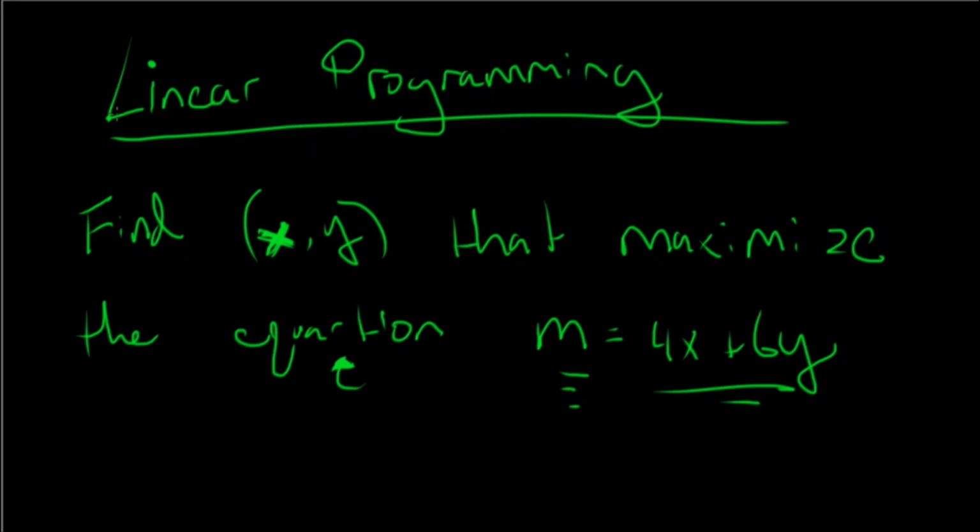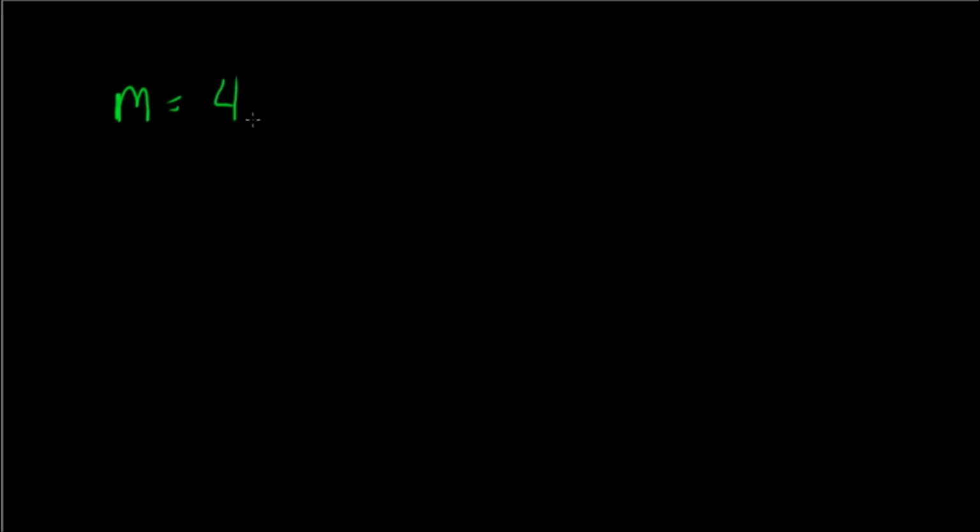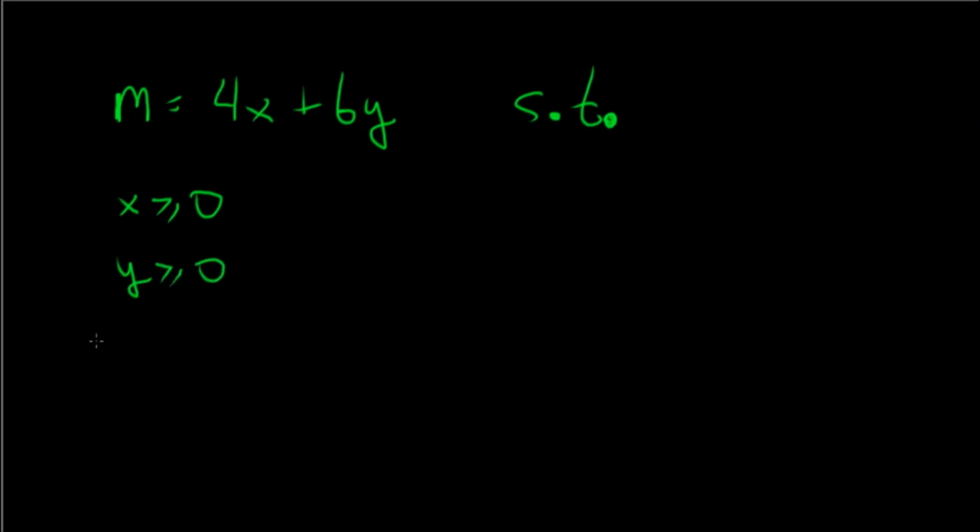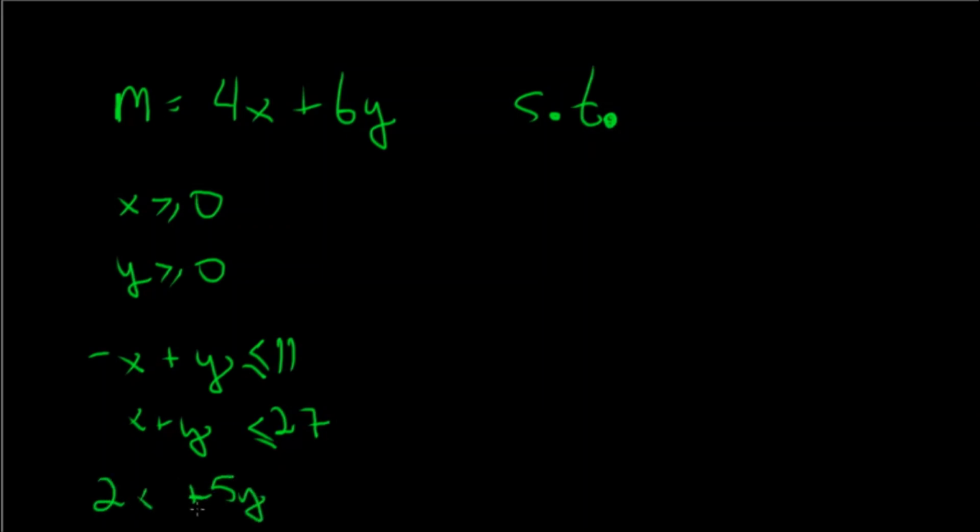We need to maximize 4x plus 6y such that x is greater than or equal to 0, y is greater than or equal to 0. Negative x plus y must be less than or equal to 7. X plus y must be less than or equal to 27. And 2x plus 5y must be less than or equal to 90.